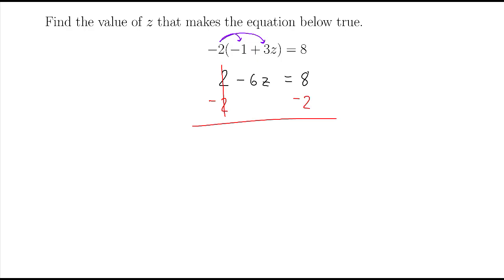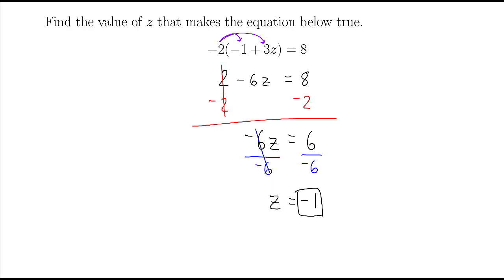2 minus 2 is 0. Of course, we're just going to leave that off there because 0 minus 6z will just be negative 6z. 8 minus 2 is 6. Okay, so now we have negative 6z equals 6. Get rid of the negative 6. That's attached by multiplication by dividing both sides by negative 6. Negative 6 divided by negative 6 is 1z, or just z, equals 6 divided by negative 6 is negative 1. Okay, so negative 1 is our solution.